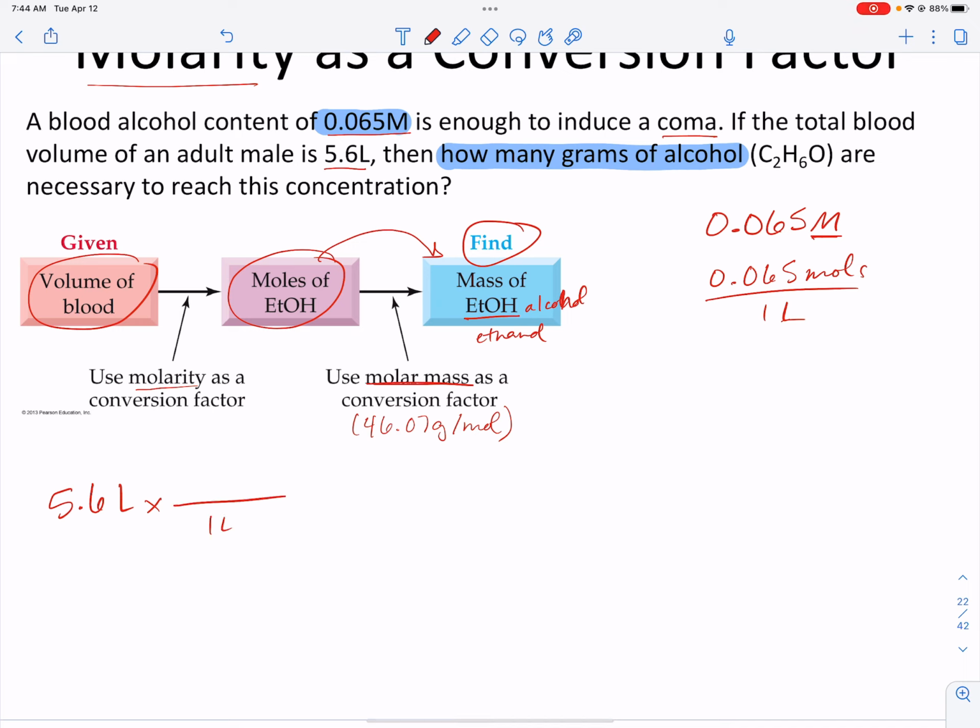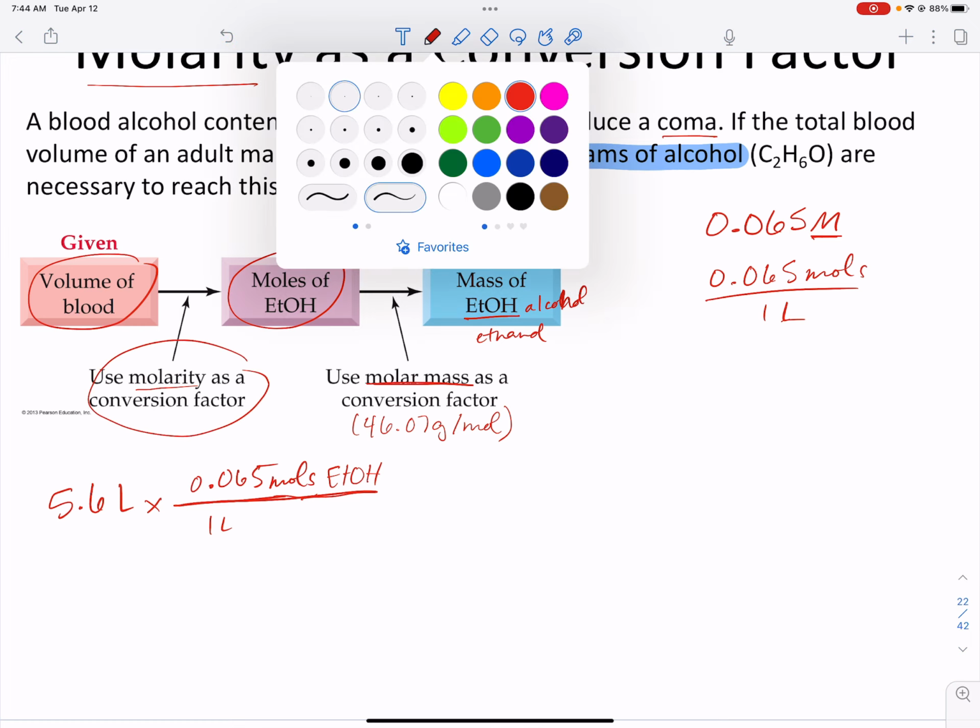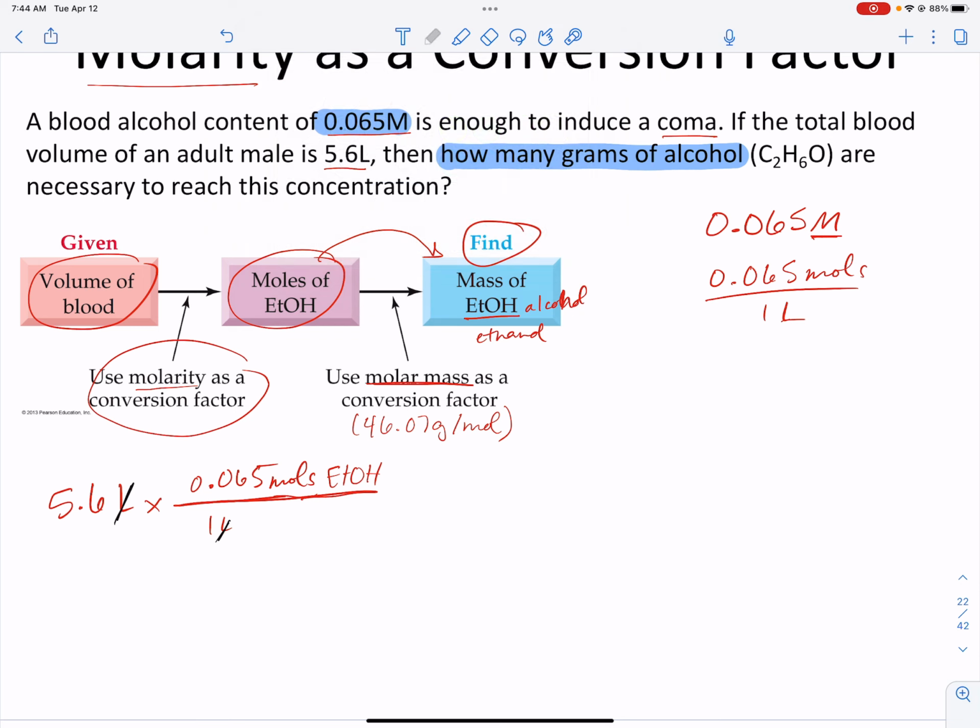So first I'm going to plug in for every 1 liter, there is 0.065 moles of ethanol. Okay, you can write that. And now this is step 1, so we just used the molarity to convert. If you look here, liters cancel. So we have converted from liters to moles using molarity. And now I'm going to plug in the molar mass to convert from moles to grams. So I'm going to plug in for every 1 mole, there's 46.07 grams of ethanol, which is the alcohol. And now we just multiply all this out. 5.6 times 0.065 times 46.07. Hopefully I did that right.